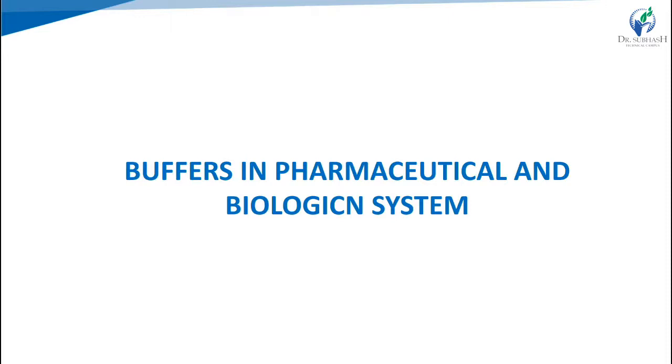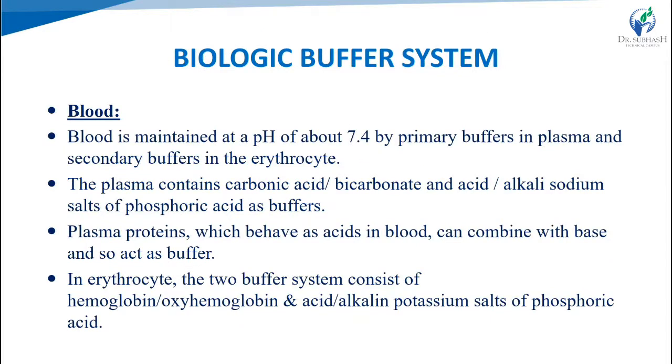Next is buffers in pharmaceutical and biological systems, the applications or significance. In the biological system, take blood. Blood is maintained, as we have already seen in examples, at a pH around 7.3 or 7.4. This pH is maintained by the primary buffer and the secondary buffer: the primary buffer in plasma and the secondary buffer in erythrocytes.